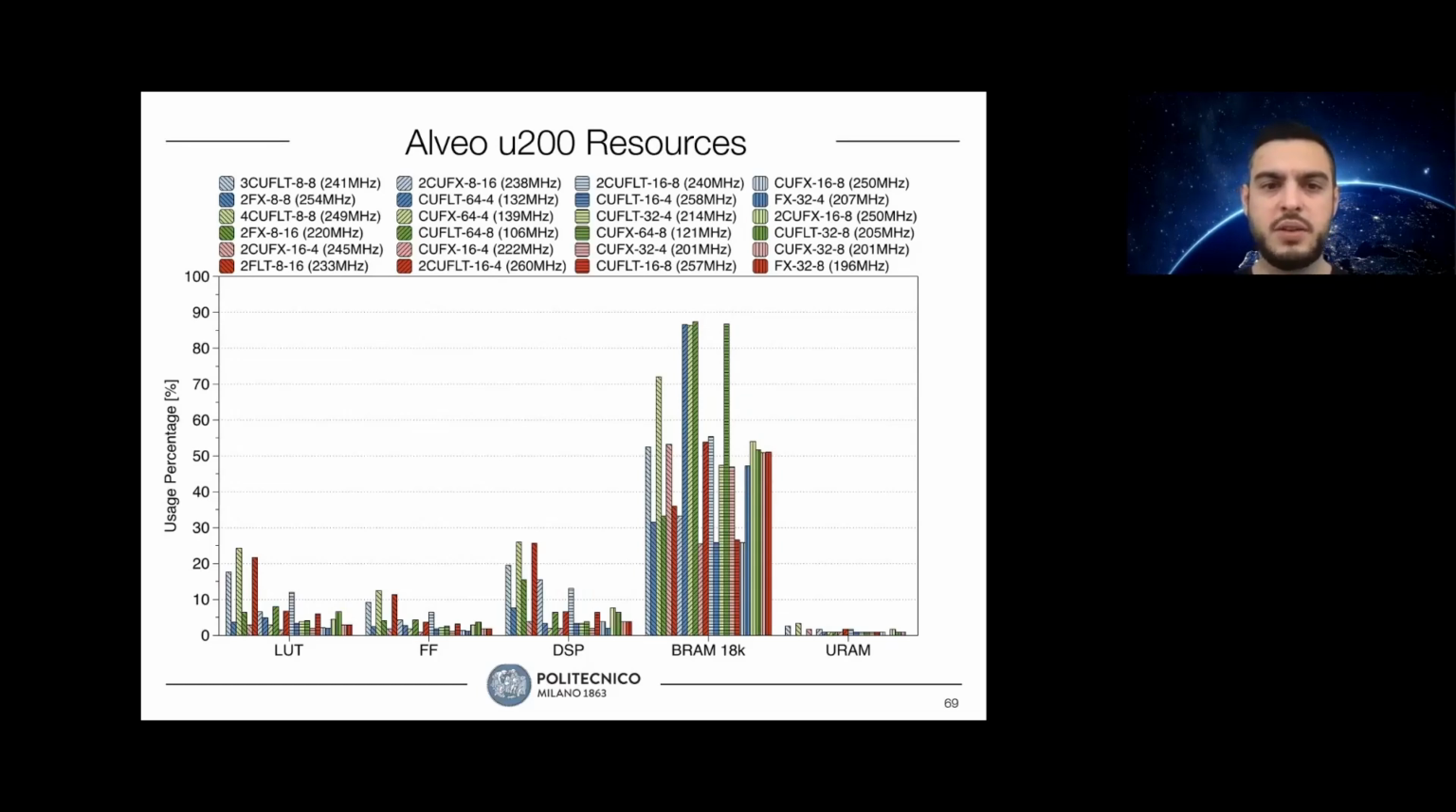Instead, we can see that on an Alveo U200, which has much more resources than an Ultra 96, we were able to scale to multi-core architectures. In addition, we can see how VRAMs become the main limiting factor when considering multi-core designs with caching.